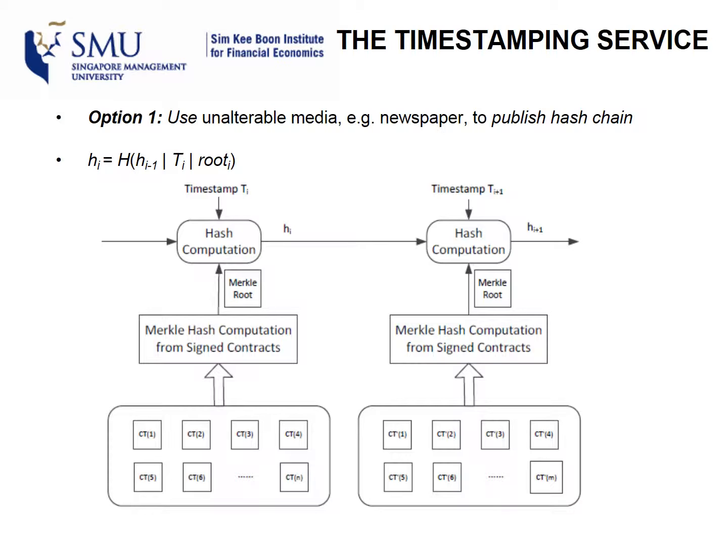And we can see that since the hash value is published in a newspaper, no one can change it, and each signer can verify that his contract is used to calculate the macro root, and the macro root is timestamped with a hash chain, so he can be sure that his contract is correctly timestamped.